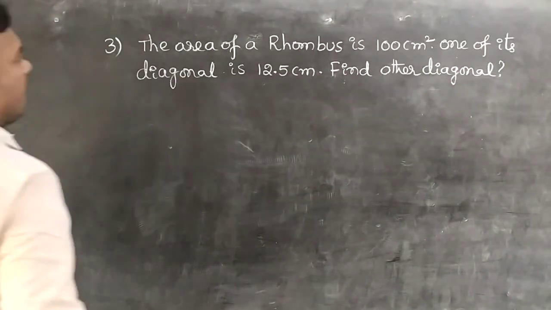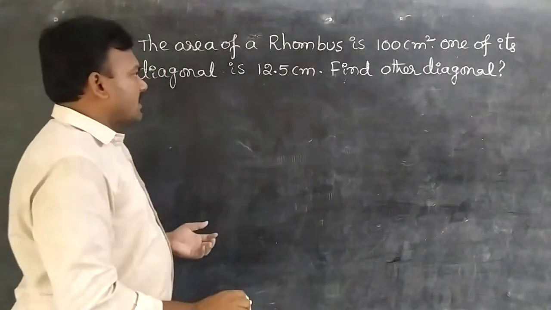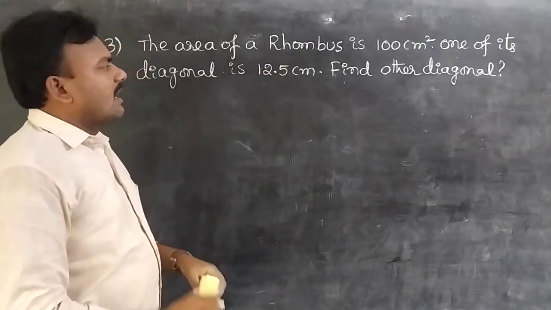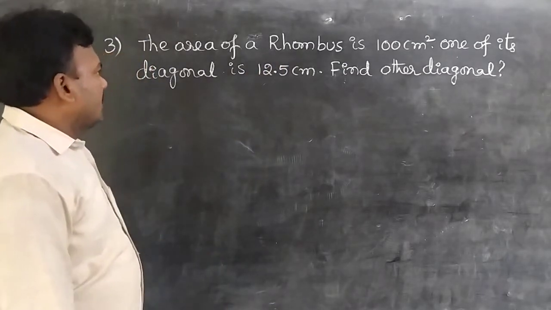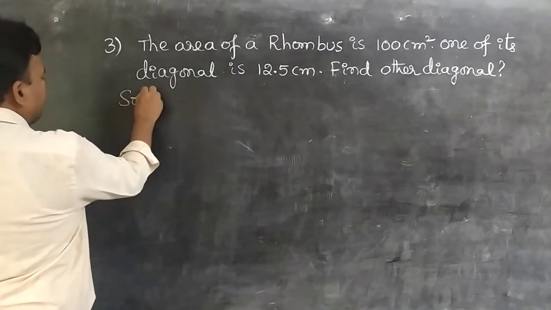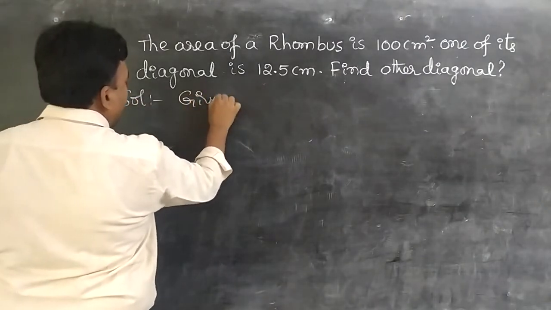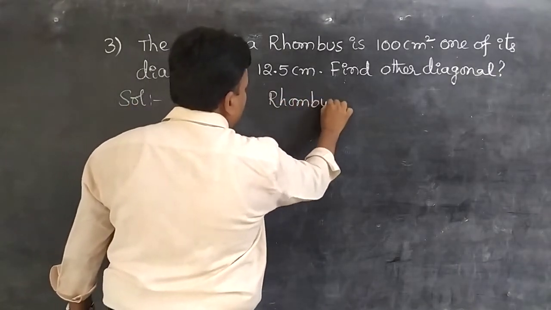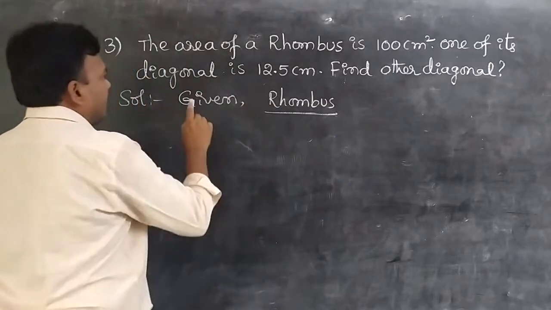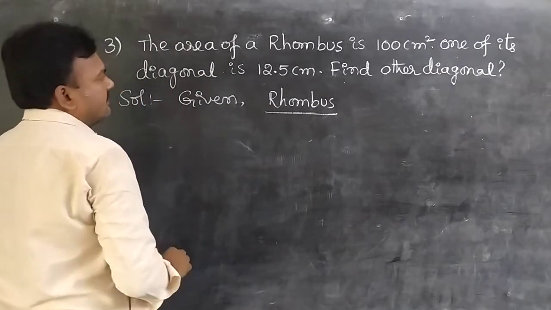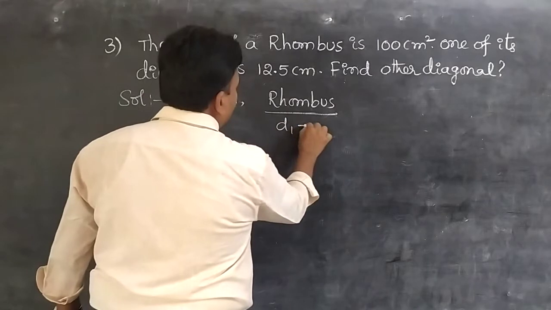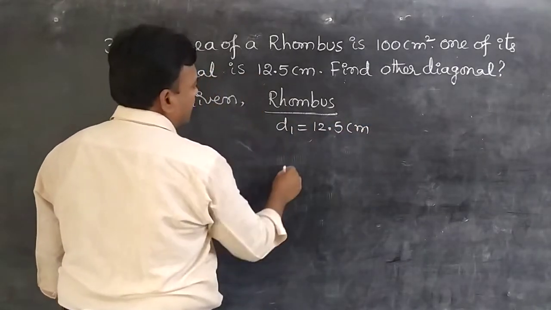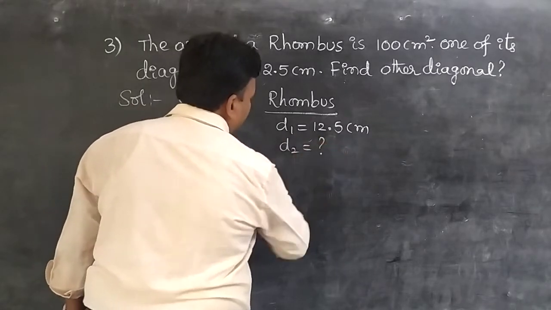Third one: the area of a rhombus is 100 square centimeters. One of its diagonals is 12.5 centimeters. Find the other diagonal. Okay, students. So approaching the solution. Solution given. Take a rhombus. Observe carefully what is given. Area is given. One diagonal d1 equals 12.5 centimeters, and area is also given. We find d2, students. We find d2.